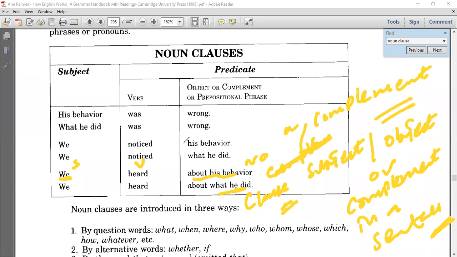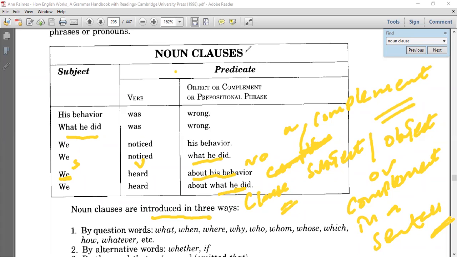So if I write here, what he did is a noun clause, about what he did is a noun clause, right? All of them are noun clauses. What he did over here, it is also a noun clause, right? So a noun clause becomes what? A subject, an object, and a complement in a sentence. I hope you've understood it, and noun clauses are introduced in three ways. Let's have a look at those three ways so you could identify them.